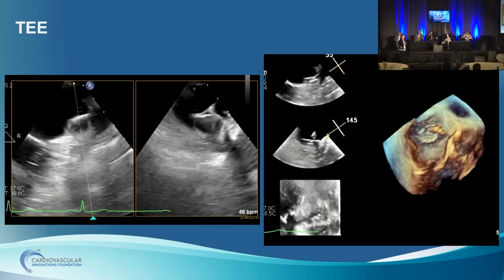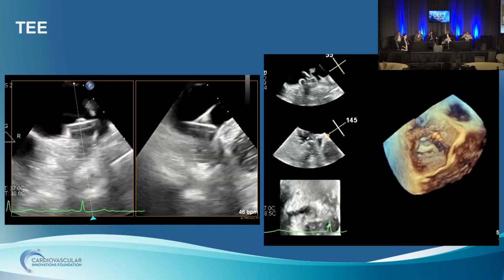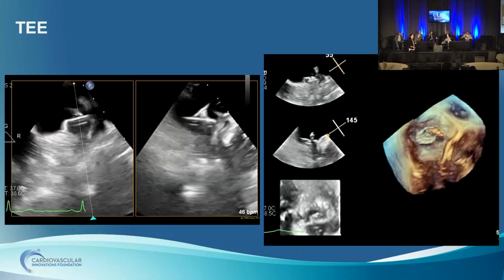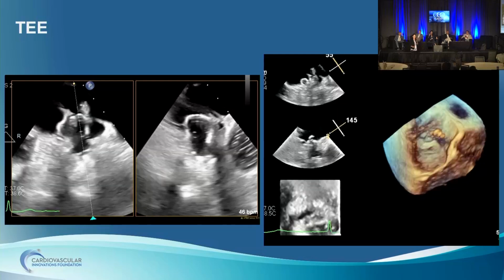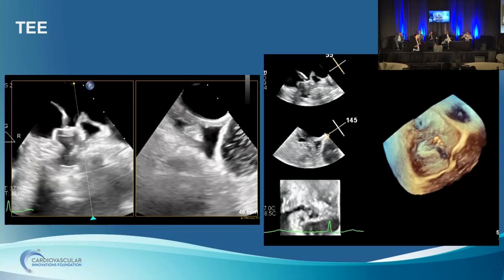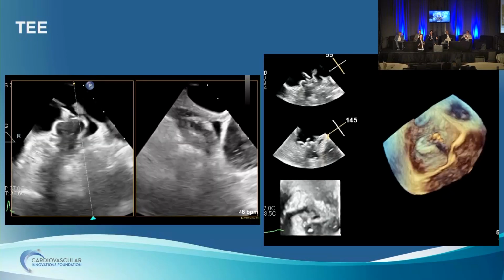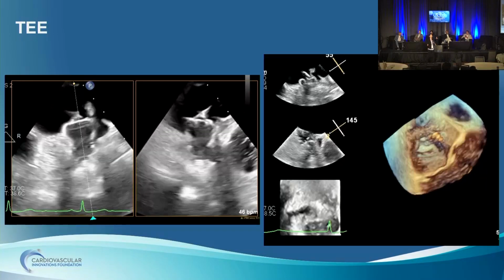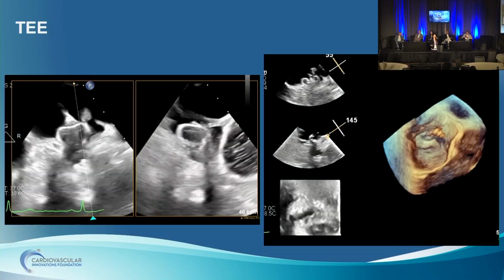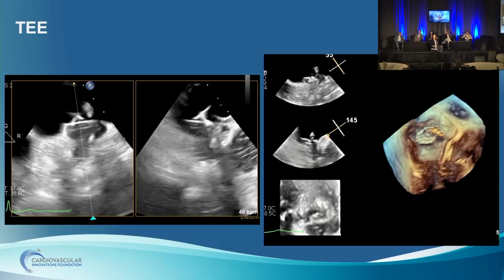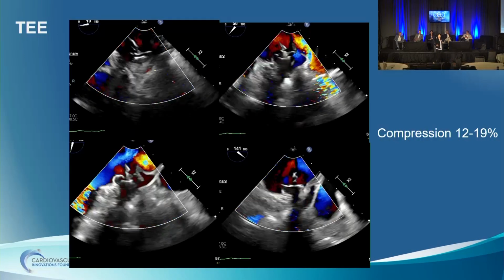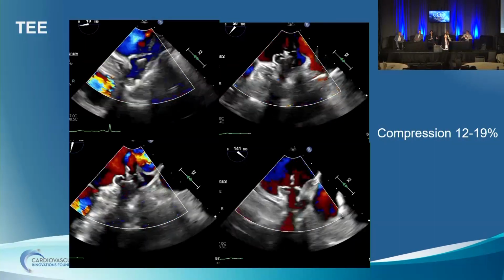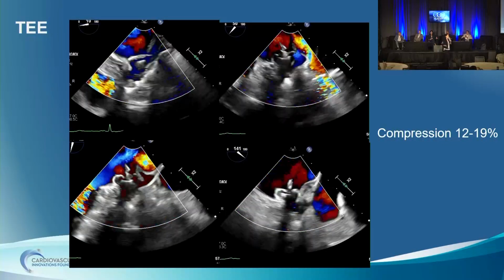Here on TEE imaging, you see that we did an aggressive tug because we want to know at the time of the procedure if this is going to embolize, knowing that depth was going to be our issue here. You can see that it's pulling on the wall of the left atrial appendage, and you can see on our 3D MPR imaging that the device looks well seated and that it's at the ostium of the left atrial appendage. There was no leak around the device. Our compression was about 12 to 19%. So we decided to leave this device.